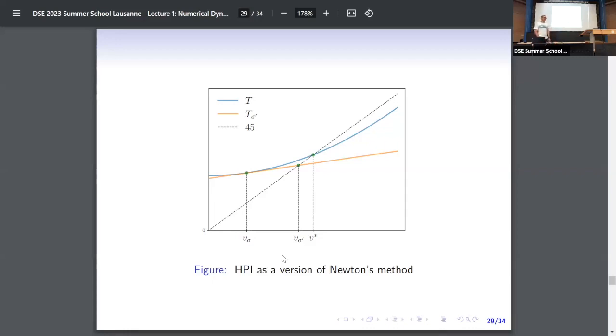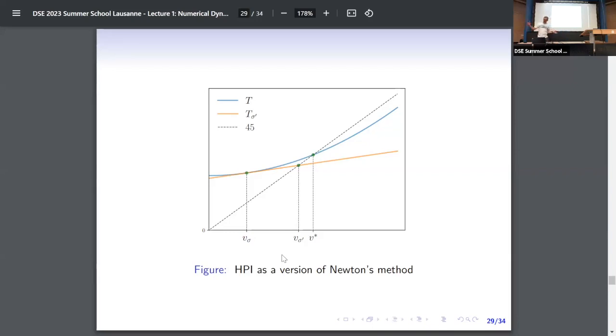How does VFI look in this picture? With VFI, we take the blue line, and we're just doing ordinary successive approximation. So we're just fixed point iterating on this guy. That's value function iteration. Howard policy iteration jumps to the lifetime value. I go up here and get the tangent line. Once I've got the tangent line, I follow that to the fixed point associated with that tangent line, and you can see that we're going to be almost there already.